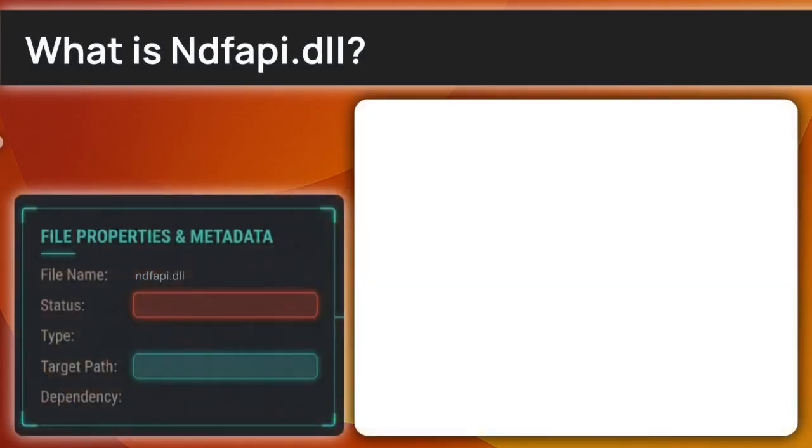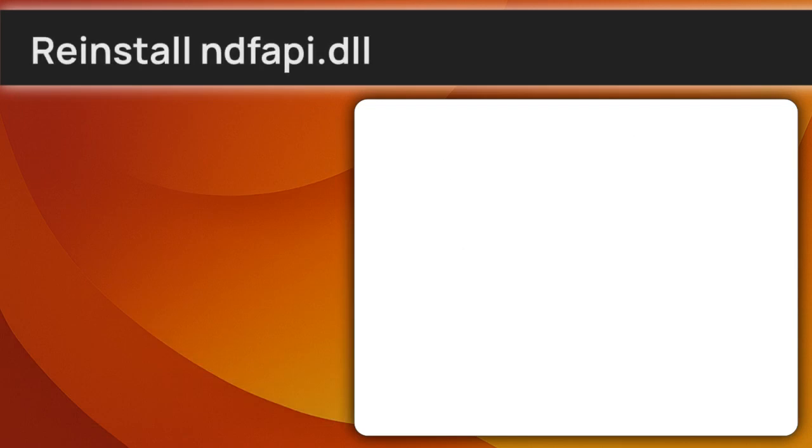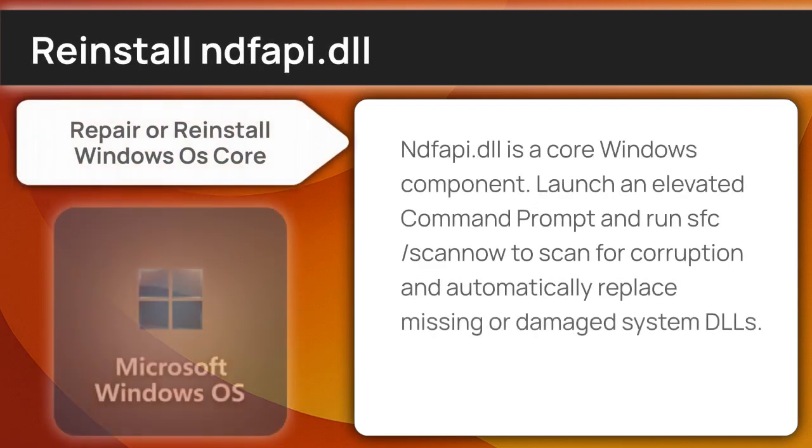This is the Ndfapi, the Network Diagnostics Framework API. It provides unmanaged routines for troubleshooting network failures, managing the diagnostic data link for system connectivity manifests. Now let's get this fixed up. Our first move is installing a fresh, clean copy of the library. Ndfapi is a core Windows component. Launch an elevated command prompt and run sfc /scannow to scan for corruption and automatically replace missing or damaged system DLLs.